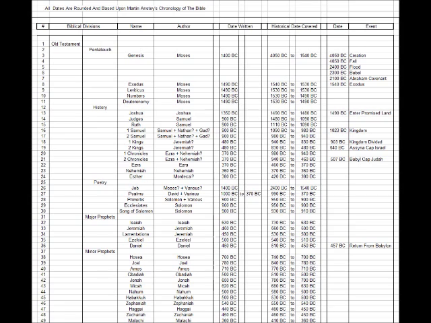The first division we find in the Old Testament is a division called the Pentateuch. The Pentateuch contains the first 5 books of the Bible. It contains the books of Genesis, Exodus, Leviticus, Numbers, and Deuteronomy. All of those books have something in common: their author. Their author was a man named Moses.